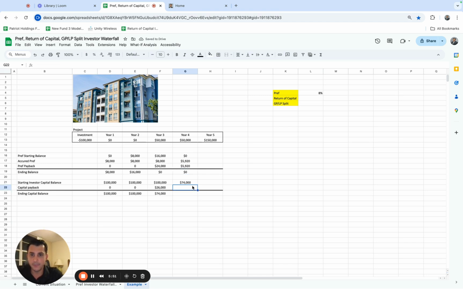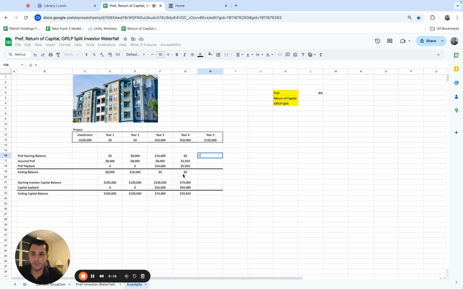And now the remaining money, this minus that, the remaining 44,000, is going to go towards paying back the capital. So now look at that. Our capital balance went down to 29,000. So you can see that you pay the pref off, but it's still going to grow as long as you have investor capital that you're still holding. That's what it's growing on. Last but not least, let's look at year 5.